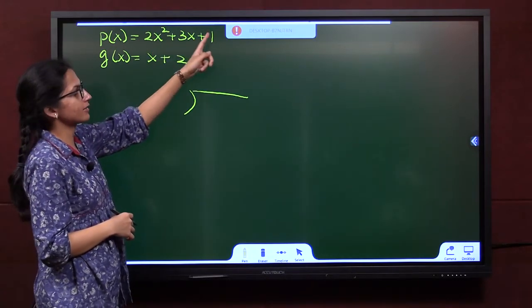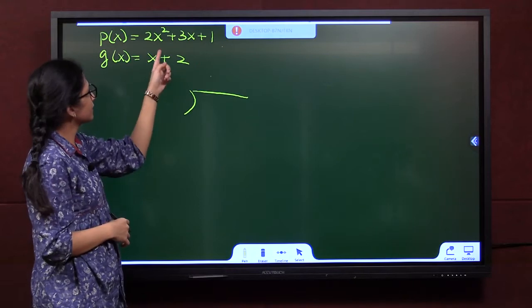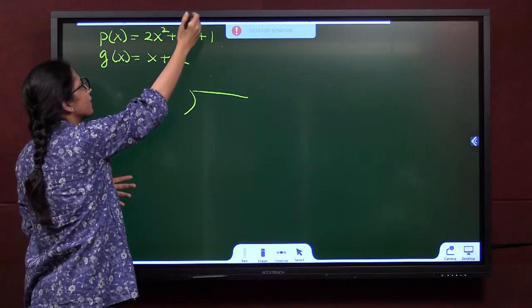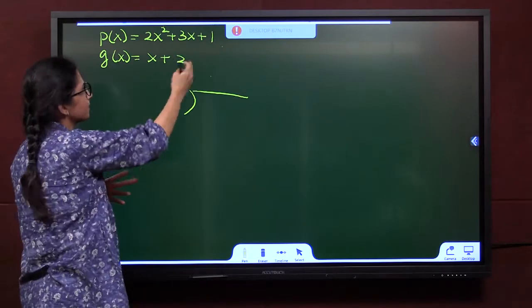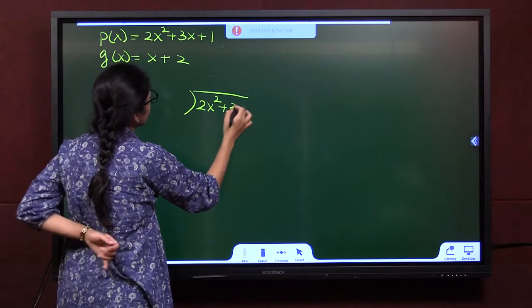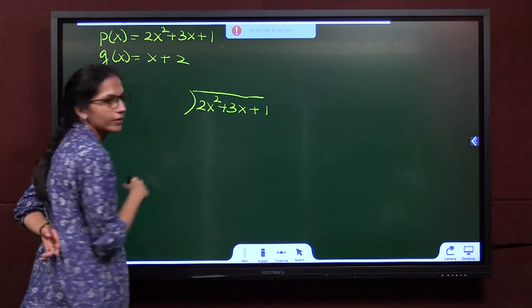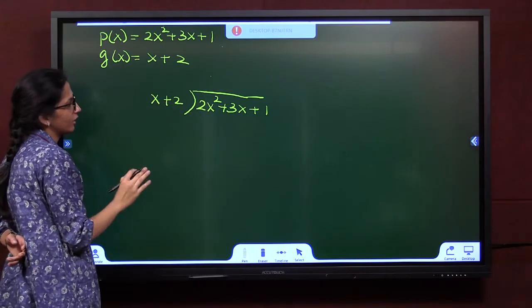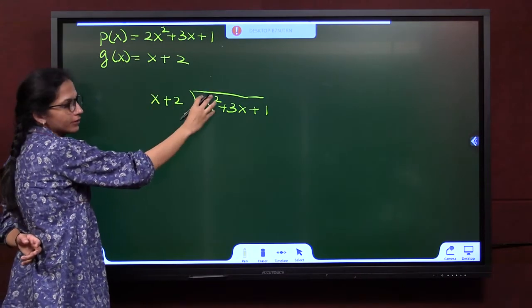x square, x and no x. x power 1, x power 0. Are there any terms missing? No. Power 2, power 1, power 0. No term missing. So start 2x square plus 3x plus 1. This is x plus 2. Carefully understand. Take the first term.